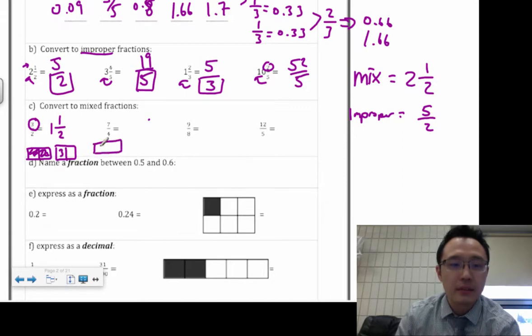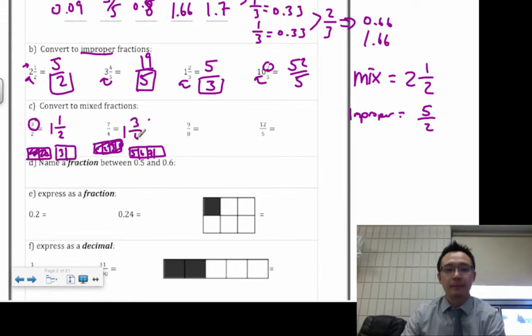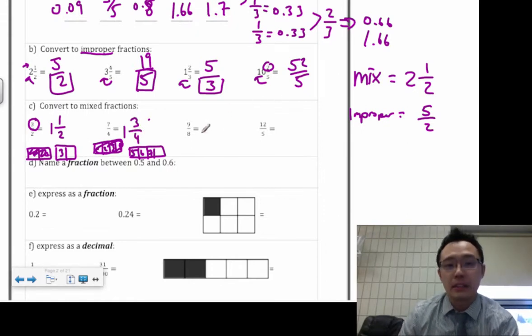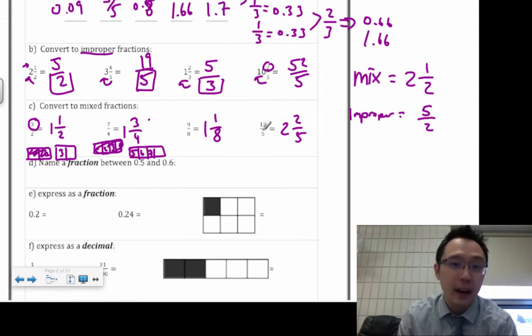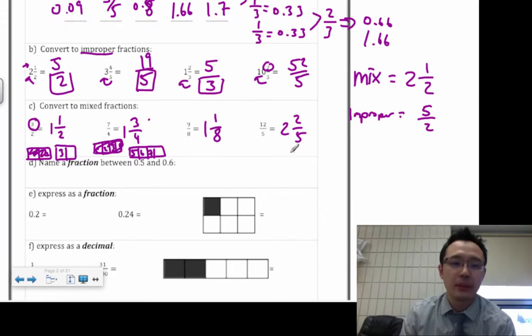So let's try this one again. We have 7/4. So in the chocolate bar of 4, I have 1, 2, 3, and 4. Well, I have 7 of them, so I need to draw another 4. So that's 5, 6, and 7. That means I have 1 whole piece and 3 out of 4. Bam. And then this one is going to be 1 and 1/8, and this one is going to be 2 and 2/5. I can always sort of divide 12 by 5, and 5 goes into 12 roughly 2 times for sure, and then 2 times 5 is 10, and that leaves me 2 left, which is 2 out of 5. So that's another way of looking at it.